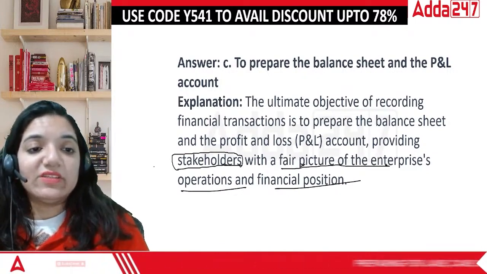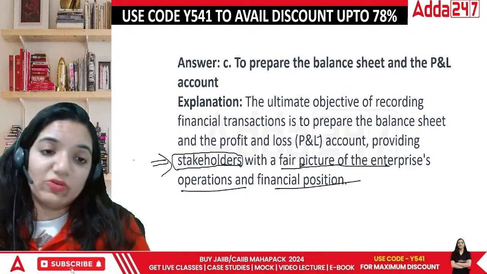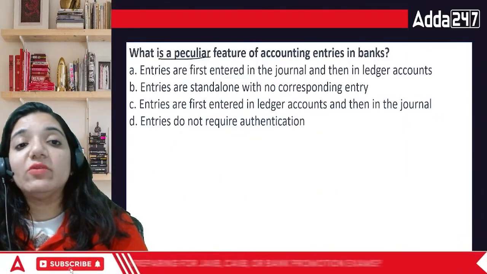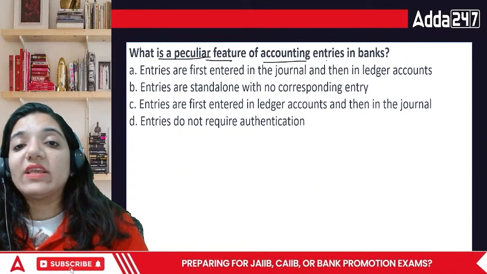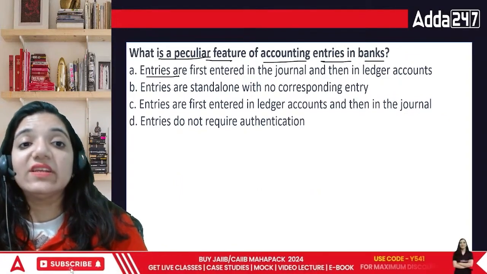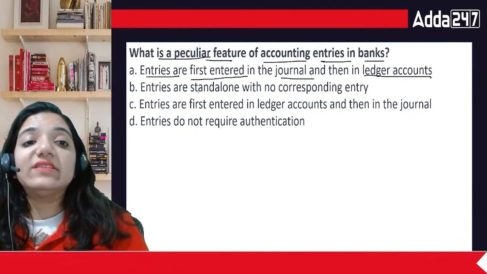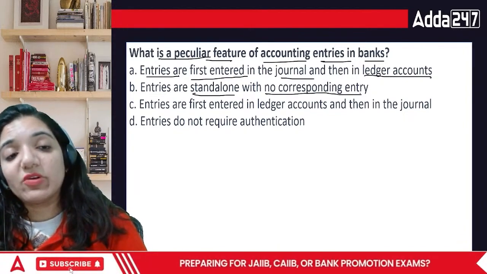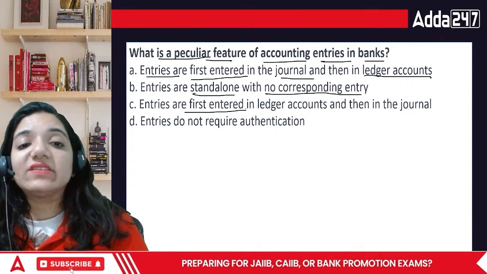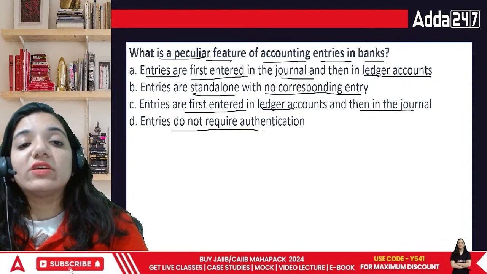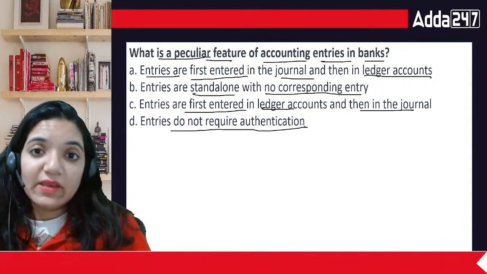Okay, so that's what we specify in terms of the stakeholders. Okay, what is a peculiar feature of accounting entries in the banks? Entries are first entered in journal and then in ledger. Entries are standalone with no corresponding entry. Entries are first entered in ledger accounts, then in journal. Entries do not require authentication.